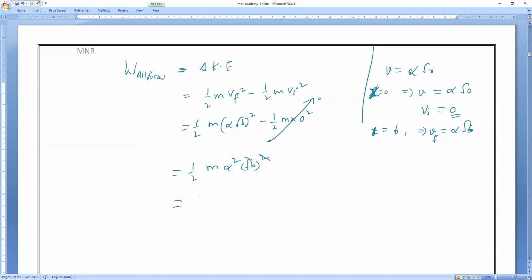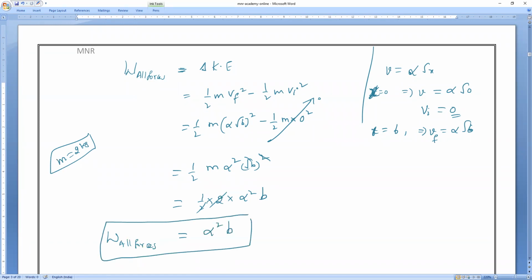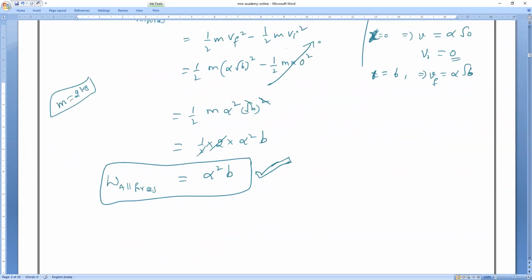Now what will happen? What is the mass value? Given mass is how much? 2 kg. So 2 into alpha squared b, and the 2 will get cancelled. So what is the work done by all the forces, everybody? Work done by all the forces is equal to alpha squared b. Okay, everybody? So that's all it is. So please make it. Alpha squared b. Understand, others?